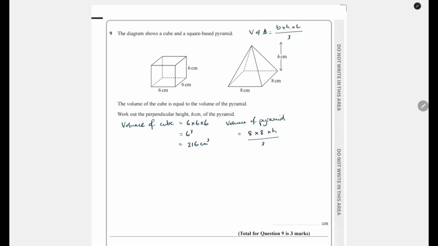And we know that they are both equal to each other, so we can equate them and say 216 is equal to 8 times 8 times the height over 3. If we take the 3 to the other side, it's 216 multiplied by 3 is equal to 8 times 8 times h. So that's 648 is equal to 64h. Make h the subject, that's 648 over 64, and therefore h is equal to 10.125 centimeters.